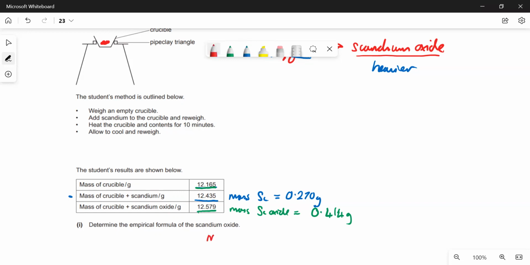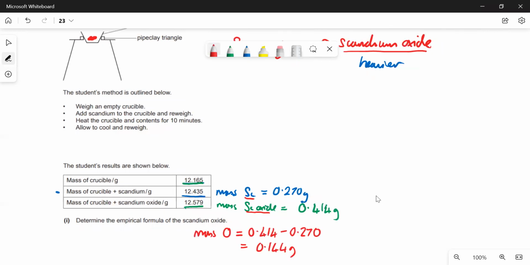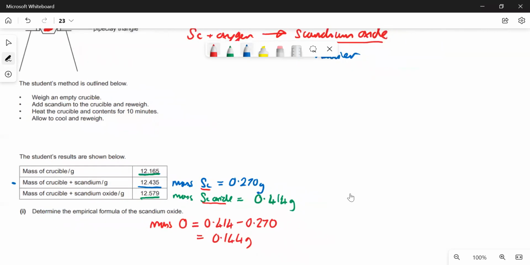So how are we going to do that? Well, the mass of oxygen is going to be equal to the mass of the scandium oxide minus the mass of the scandium. So that's 0.414 minus 0.270, which gives us 0.144 grams. Okay, so now we've got the masses, we need to work out the moles of each. So let's do the moles of scandium. That's going to be equal to the mass over the Ar, the atomic mass of scandium, which is 45. So that's 0.27 over 45. That gives us 6 times 10 to the minus 3 exactly.